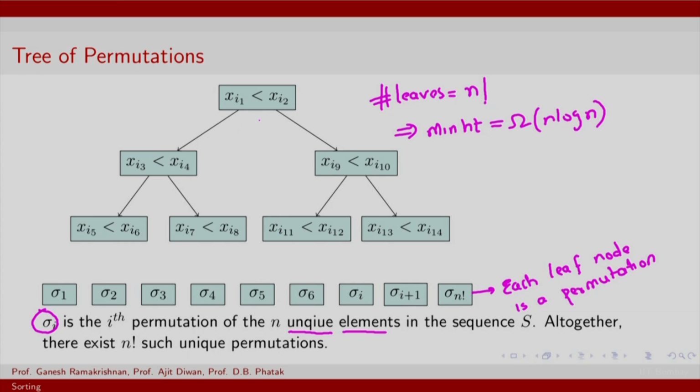Right? So what we are saying is, for any algorithm that needs to make these comparisons and reach one of the permutations for a given sequence S, to reach from S to the correct permutation, let us say this is a correct permutation, the sorted permutation.